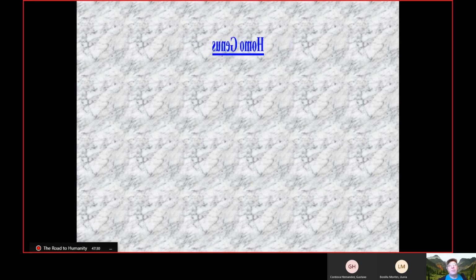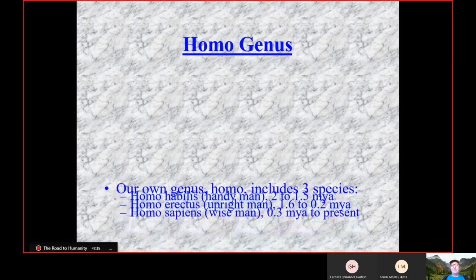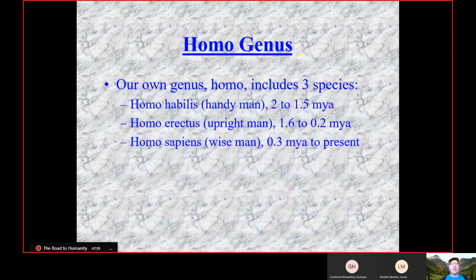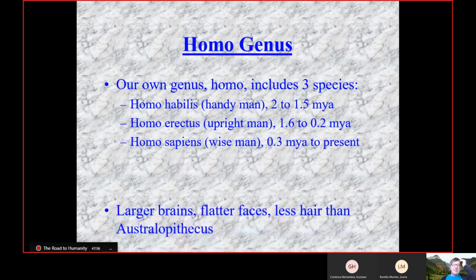All right, let's move on to our own genus, the Homo genus. There are 3 main species that we found in the Homo genus: Homo habilis, Homo erectus, and us, Homo sapiens. And you can see they lived at different times. Remember, MYA stands for a million years ago.